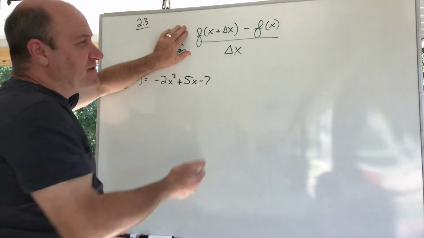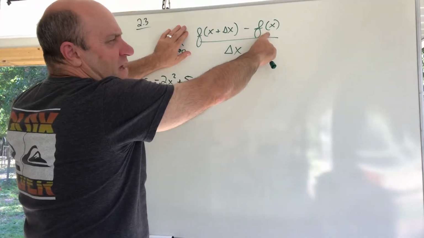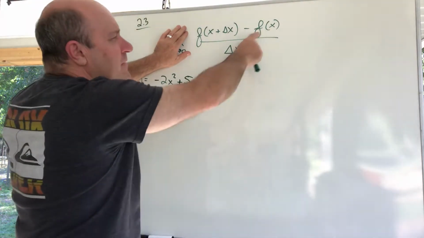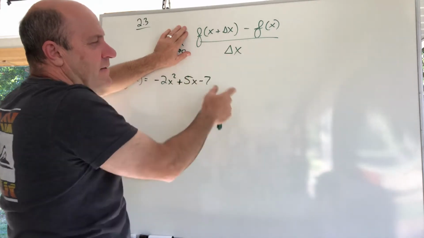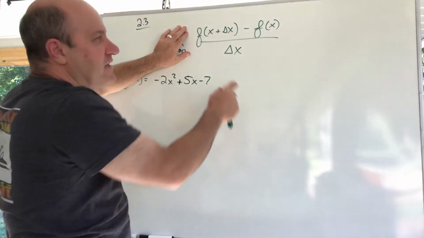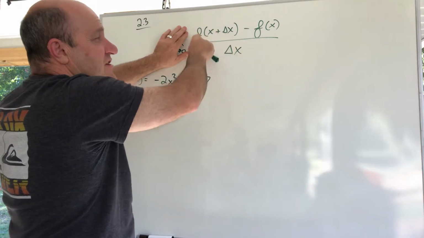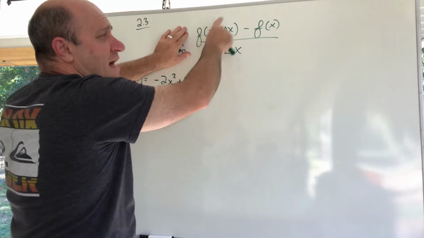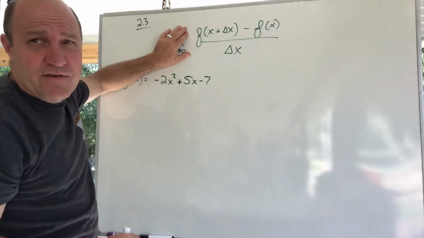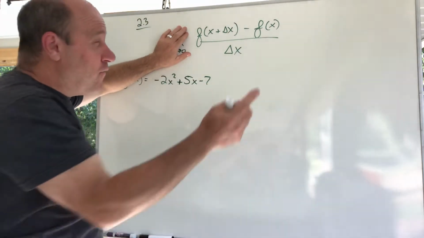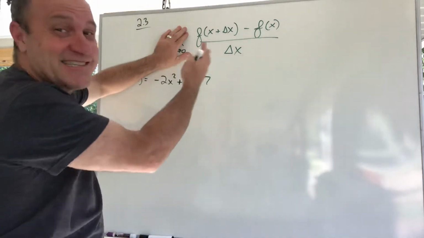I like to teach my students that, isn't that a y value? f of x is a y value. And then this is a different x. This is x plus delta x. That's a change in x. So we're at a different x, so this is a different y value. And I have a y value minus a y value. If I have a y value minus a y value, isn't that a change in y over a change in x? So isn't this a slope?